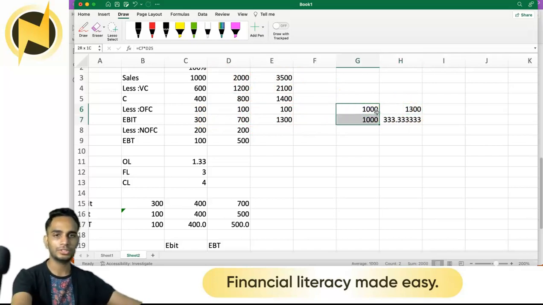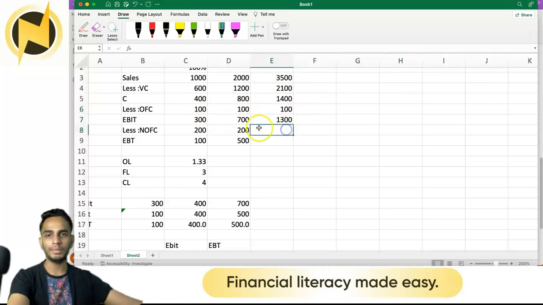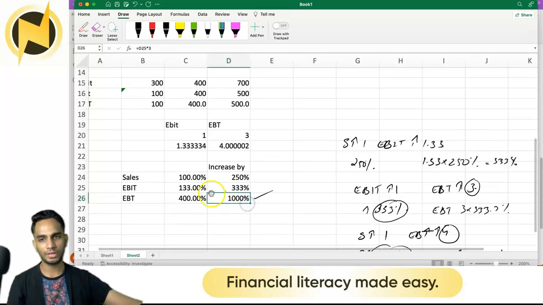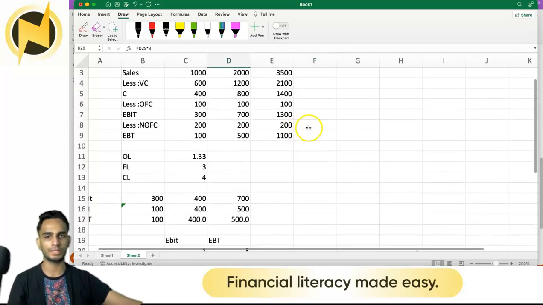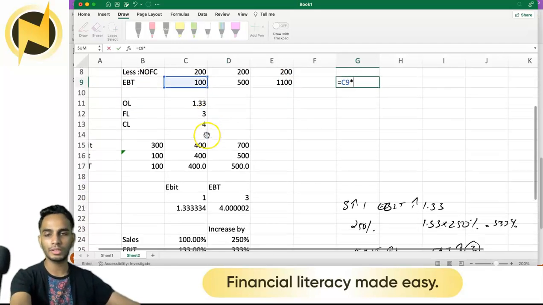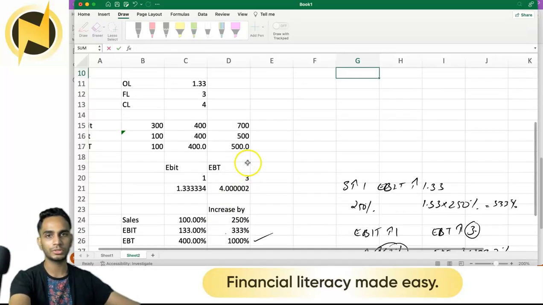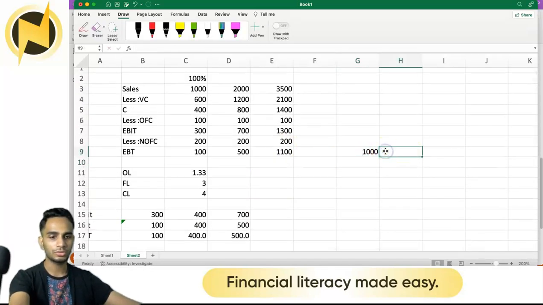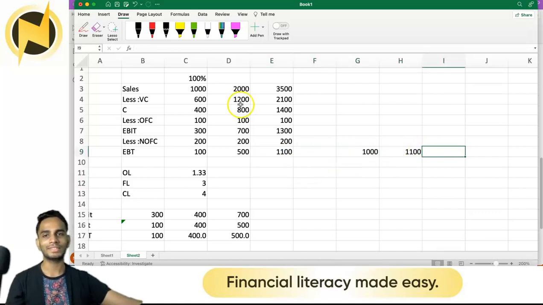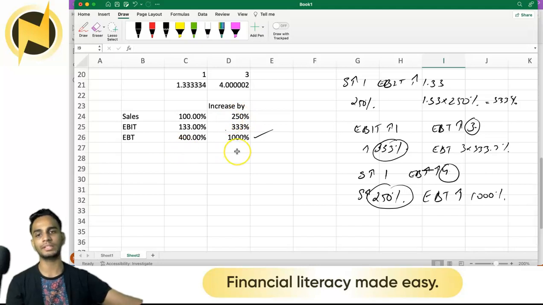Correct. Now let's check the same for EBT. So non-operating cost is 200 and your EBT is 1100. What is the supposed increase for EBT? 1000% increase, right? Let's check. This into 1000% will give you how much? Will give you 1000. So this plus 1000, will it give the increased figure? Yes, see? Same, correct? This and this is the same, correct? So when sales increase by 250%, EBT increases by 1000%.